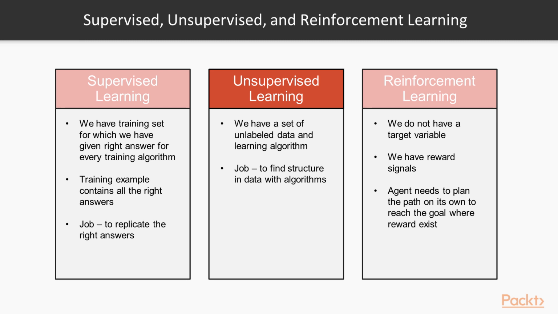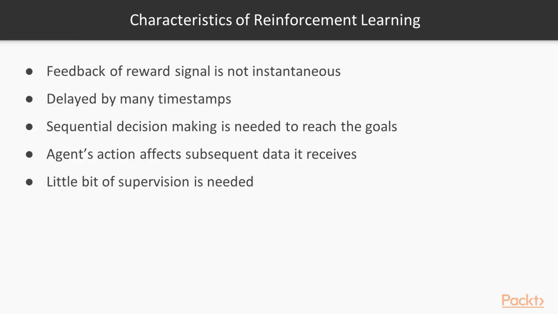Next type is unsupervised learning. In unsupervised learning, we have a set of unlabeled data and a learning algorithm. The job of the learning algorithm is to find the structure in the data with algorithms like k-means, PCA, and so on. Last type is reinforcement learning. In reinforcement learning, we do not have a target variable. Instead, we have reward signals, and the agent needs to plan the path on its own to reach the goal where the reward exists.